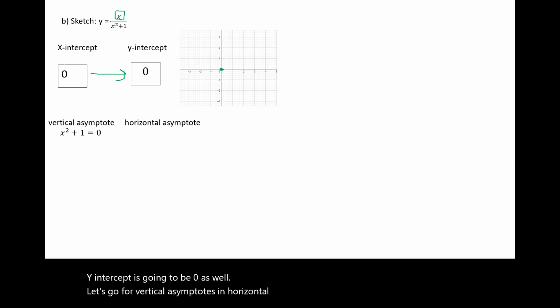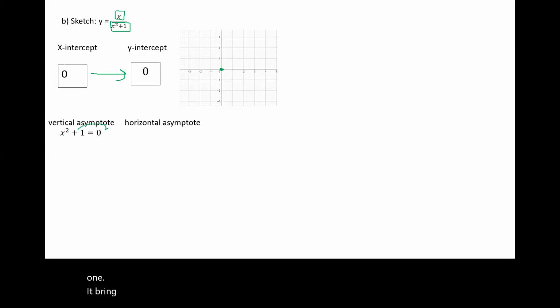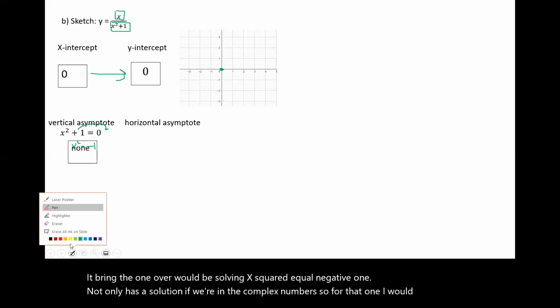Vertical asymptote is saying what would make the denominator equal 0. Now be careful here. Some people go wrong on this one. You bring the 1 over. We'd be solving x squared equal -1. That only has a solution if we're in the complex numbers. So for that one, I would say there are none.